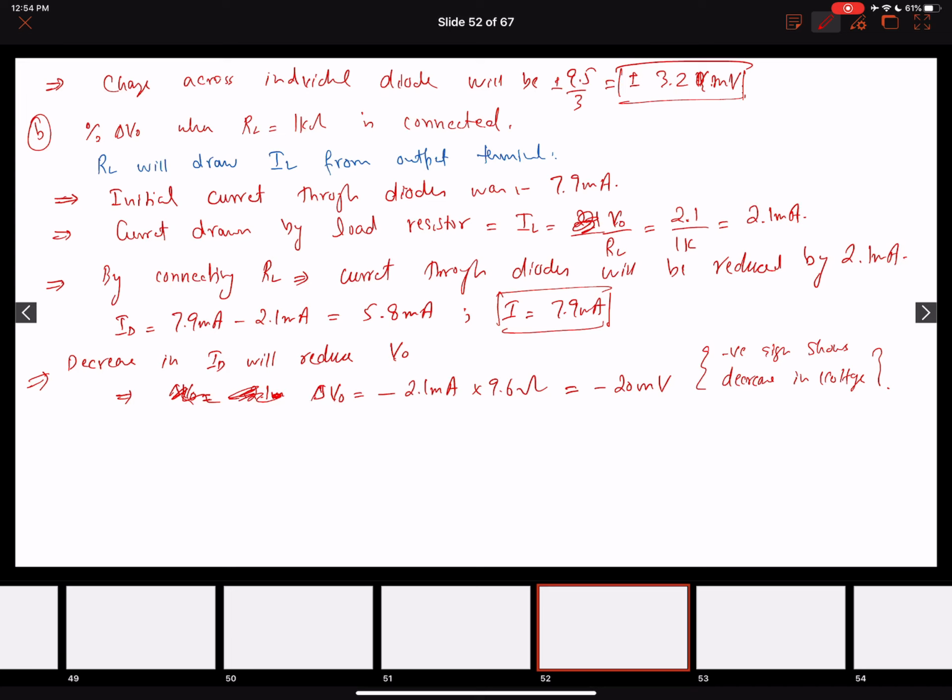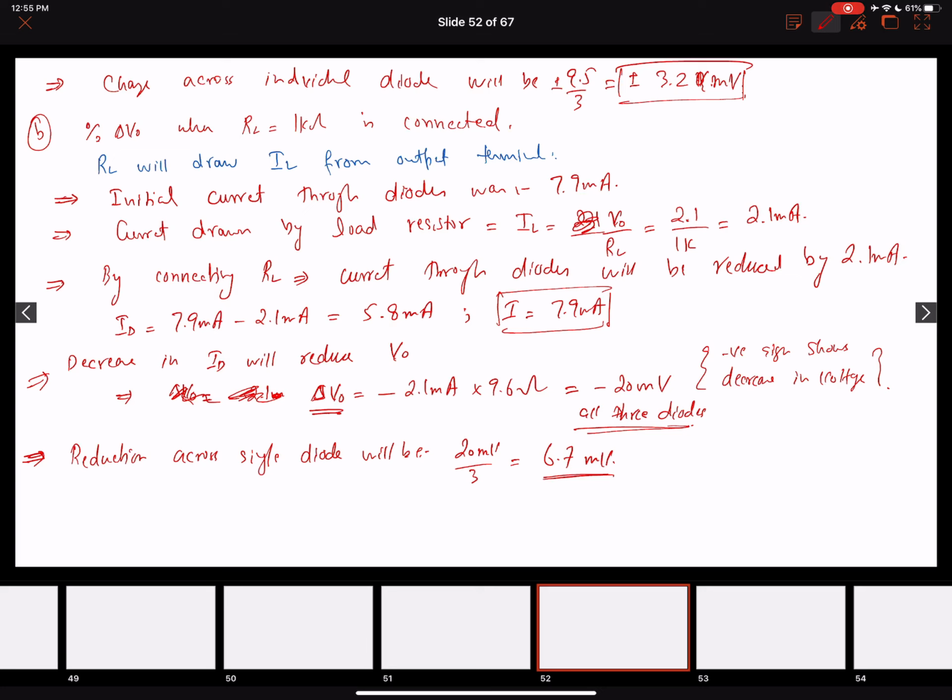So this will be a total reduction across all three diodes. So the reduction across a single diode will be 20 millivolts divided by 3. The answer comes out to be 6.7 millivolts. So that will be the reduction across a single diode.